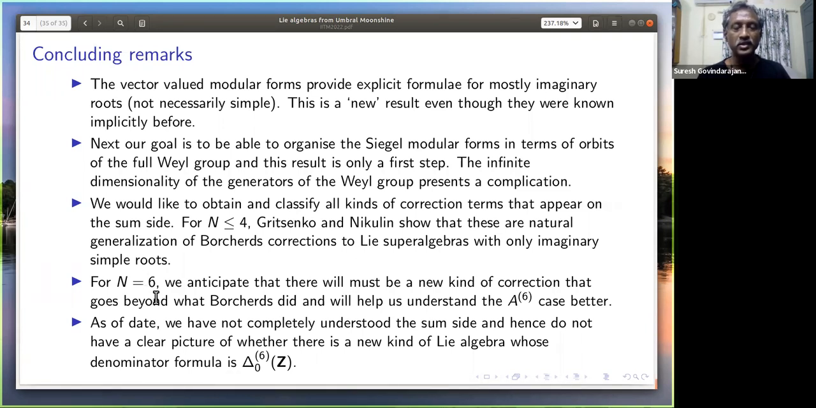And again, like I mentioned, we expect for n equal to 6 that there'll be a new kind of correction, again on the sum side, not on the product side, which will help us understand A6 more. As of date, we have not understood the sum side, and we do not have a clear picture whether there is a new kind of Lie algebra whose denominator is delta 0, 6. Thank you.